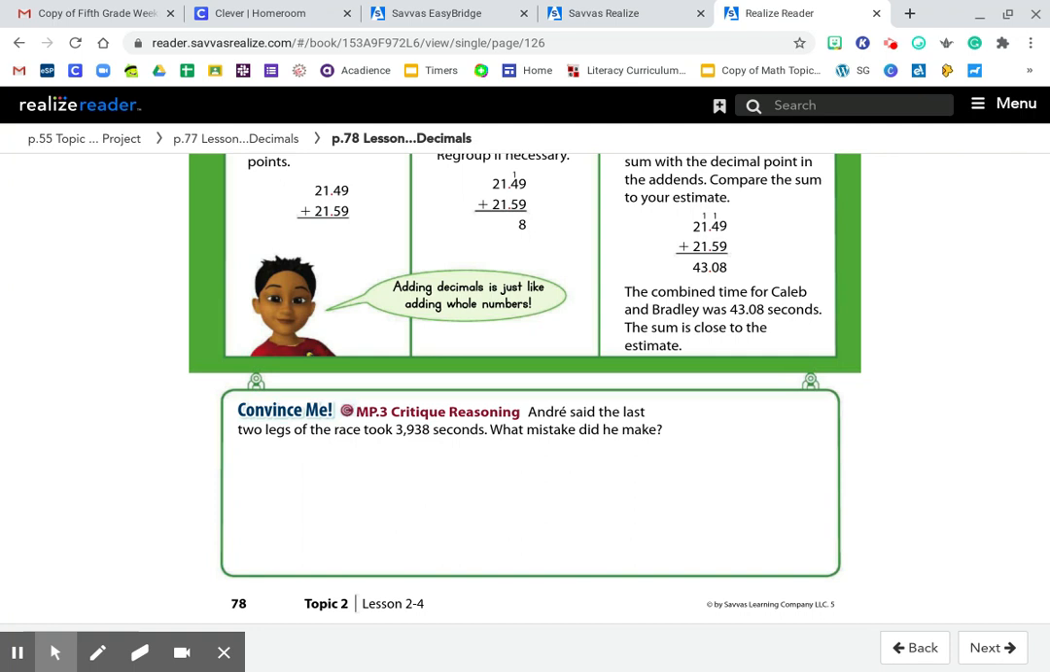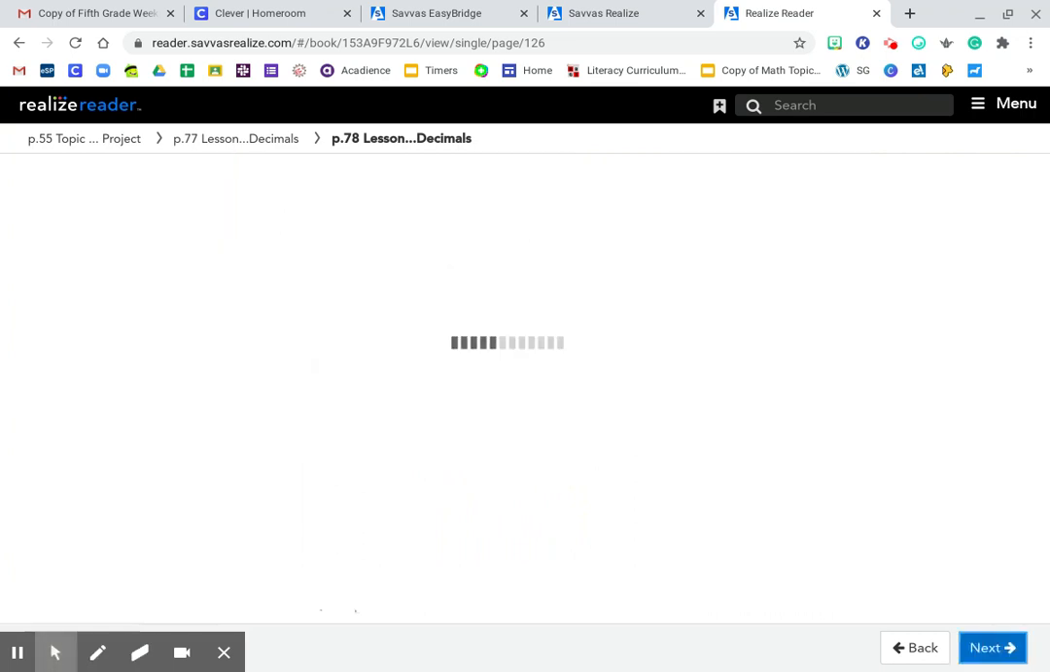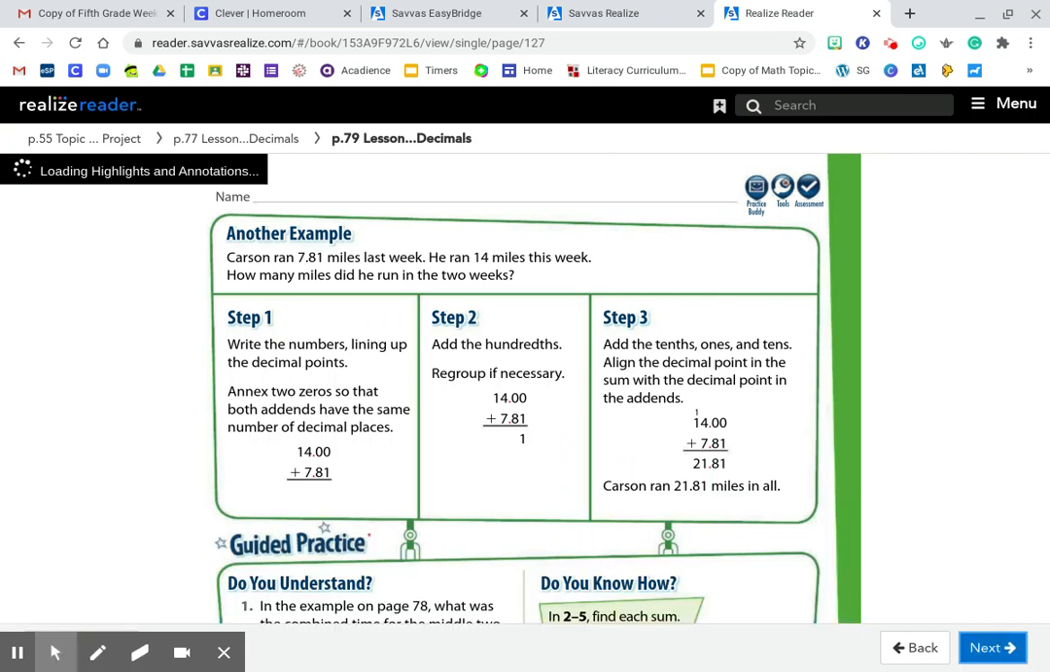And you can tell right away that he added right, but he put a comma in there and didn't use the decimal point. So the answer is actually 39.38. So be careful there. So you put a comma in. We're not using commas unless we're increasing our periods, which we're not because we're still in decimals and we're not up to the thousands place. So we don't need any commas. Okay, moving on to another example.